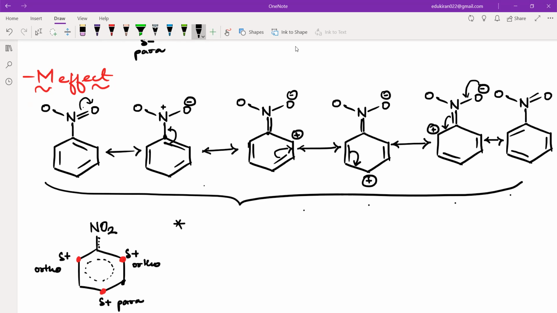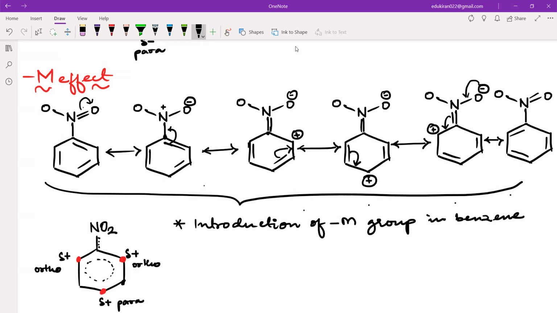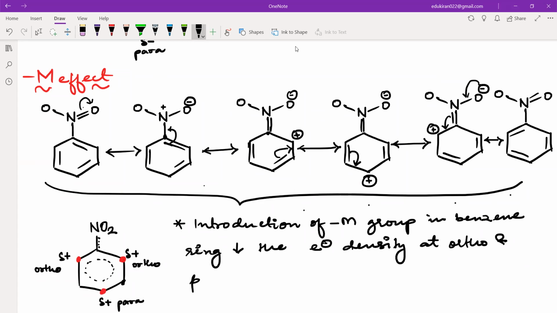So again, we can say: introduction of a -M group in the benzene ring decreases the electron density at ortho and para positions.